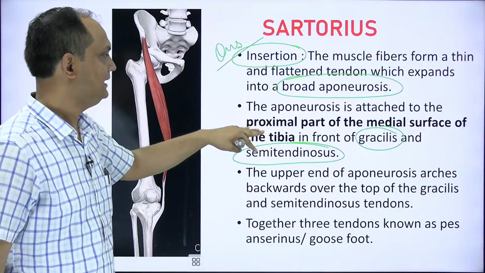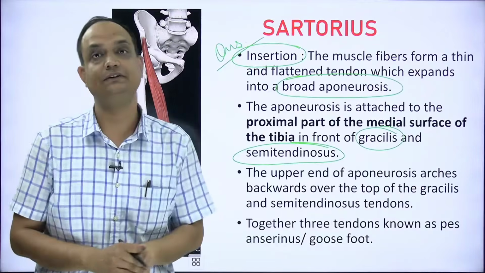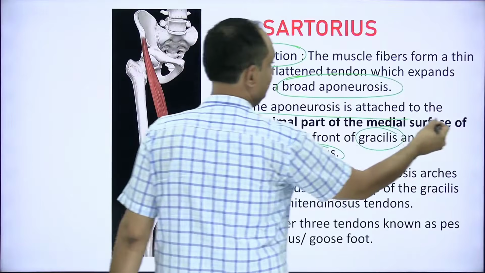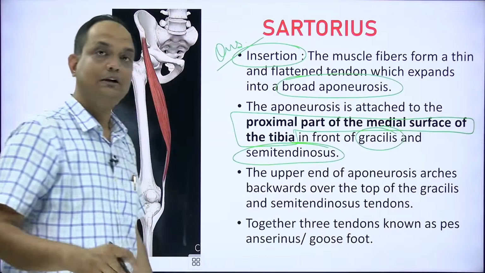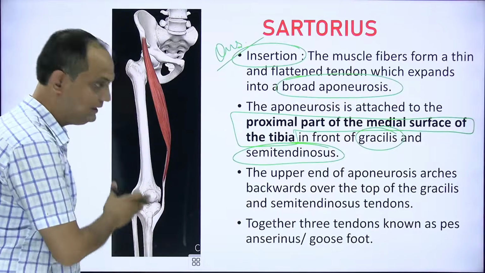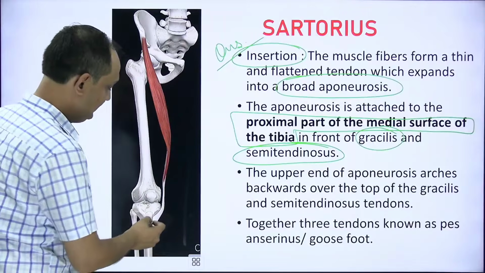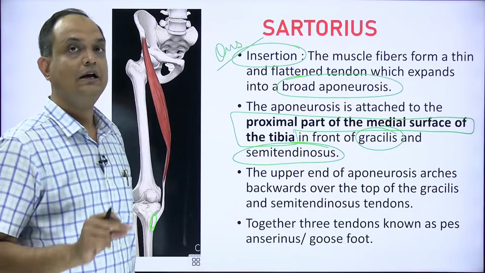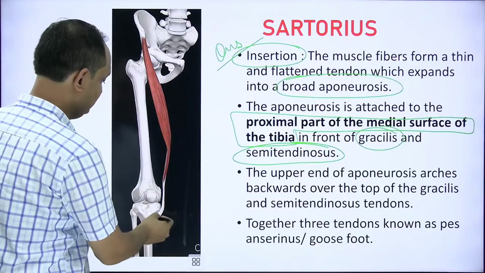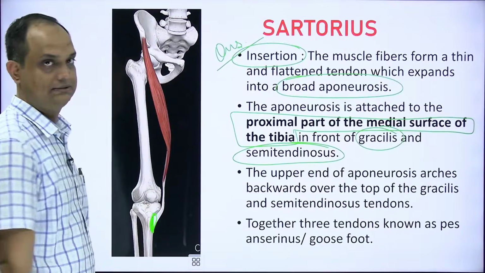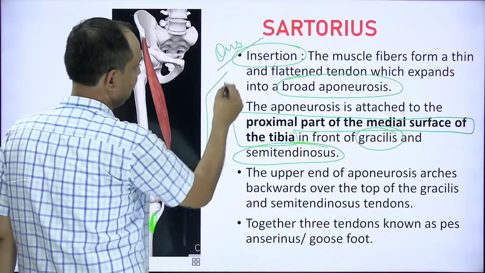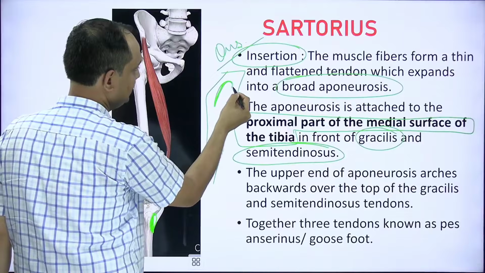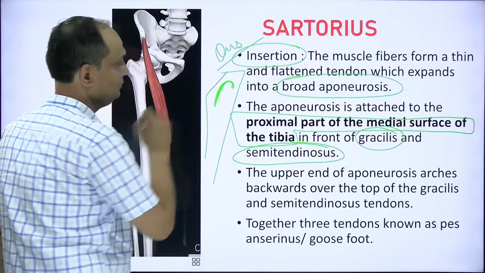The aponeurosis attaches to the proximal part of the medial surface of tibia. Now, this is the important thing to understand, that when you will read the tibia, you will realize that the whole medial surface of the tibia is subcutaneous except its proximal upper part, where you are receiving the insertion of 3 muscles. Now, the first and most superficial muscle is your sartorius. So, when you will draw the medial surface of the tibia, in this upper part you are having an inverted hockey shape insertion of sartorius.